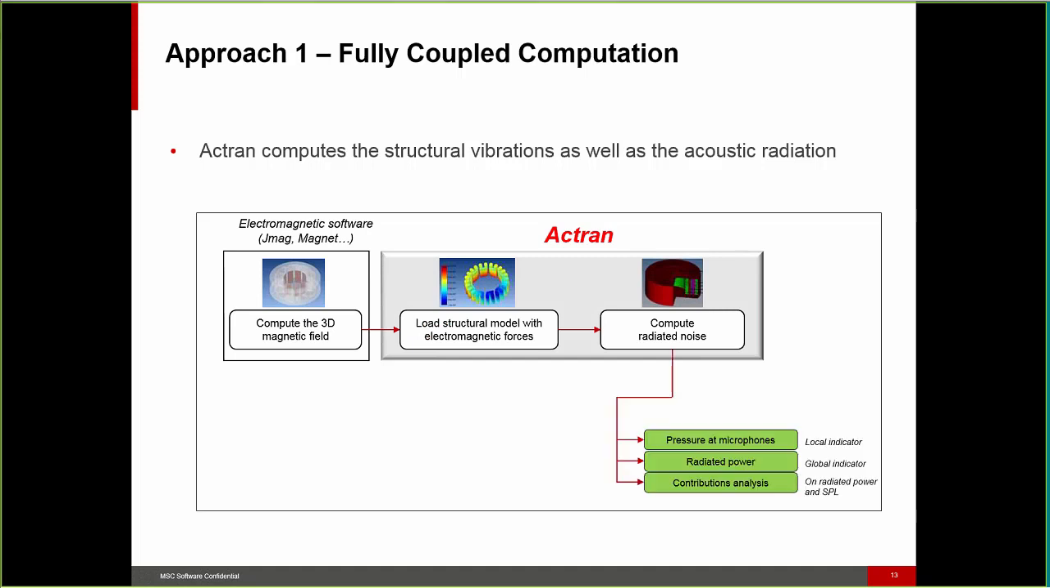Actran computes the structural vibration of the motor and the radiation and gives related quantities such as pressure at the microphones and the acoustic radiated power. We can also view the directivity pattern of an electric motor, like this one for example, or we can also view acoustic pressure distribution around the electric motor, such as this one, for example.